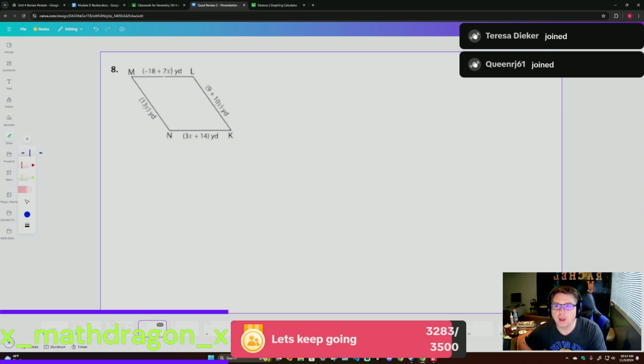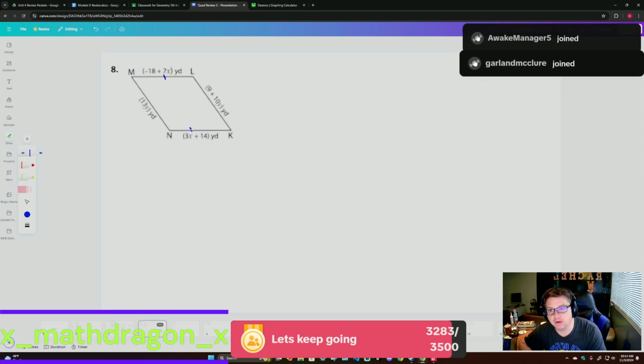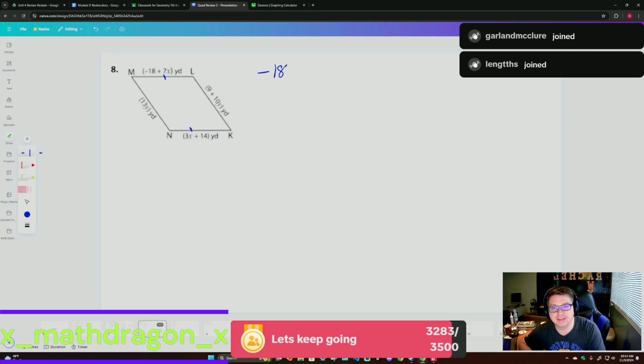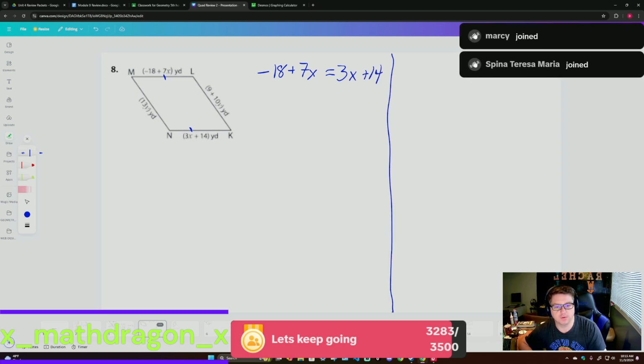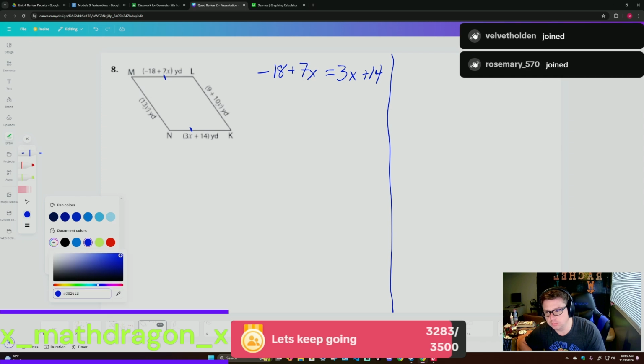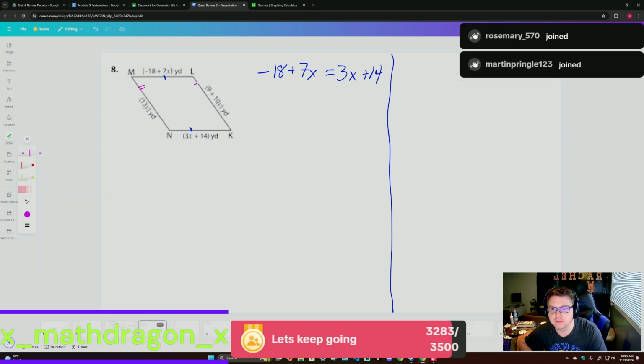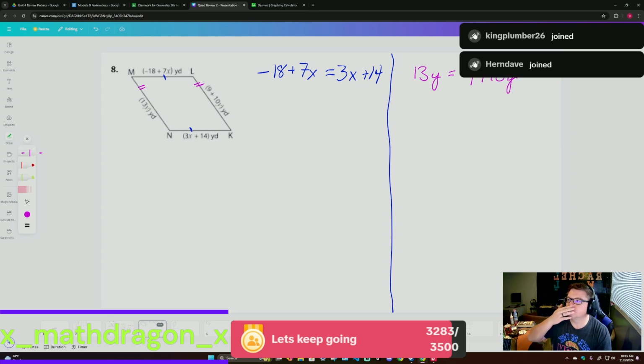All right. Opposite sides are equal to each other. So I'm going to take the negative 18 plus 7x and set it equal to the opposite side, 3x plus 14. Now, if I do that one way, I should be able to do it the other way as well. So this 13y is going to be equal to 9 plus 10y. And we can set both of these up.